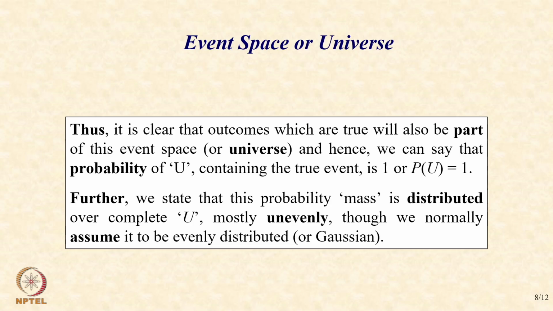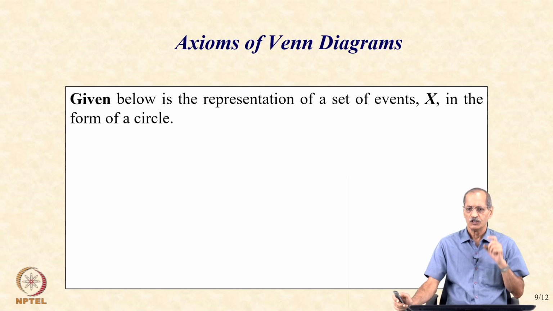For example, if I take a card from a deck, any card, the probability of it being any card is even. But when I bring in bias, the probability could be different. We will look at it at a different stage. But now, let us look at some of the axioms of the Venn diagram. So, the first axiom is the representation of the set of event or the events.